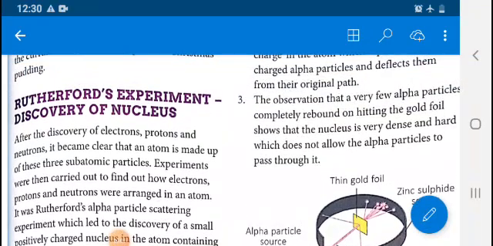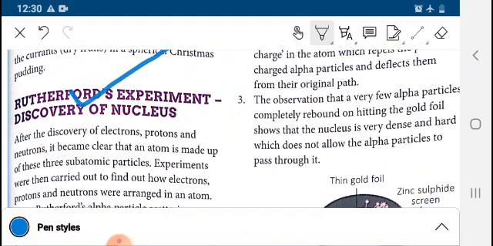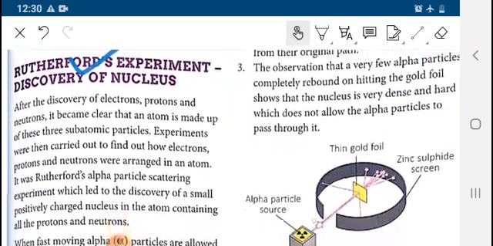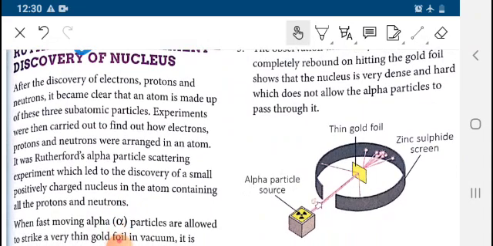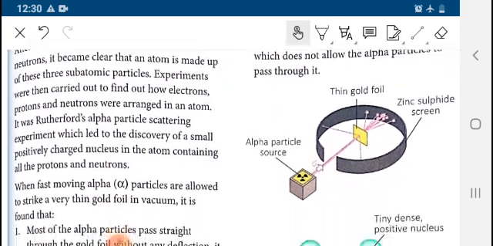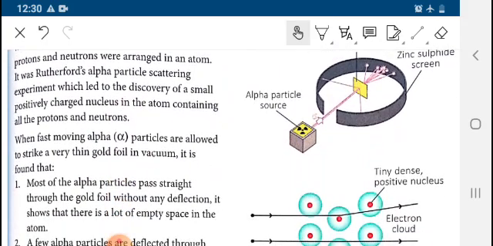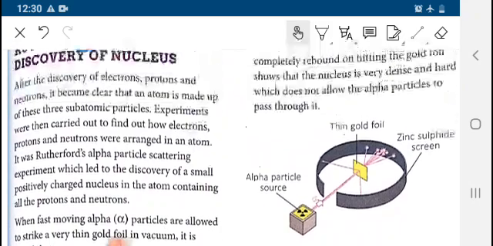So in this lecture we will be understanding about the Rutherford experiment, that is, the discovery of the nucleus, how the nucleus was discovered. After the discovery of electron, proton and neutron, the next question was how the atom is stable, and how the electrons, protons, and neutrons are arranged. For that, Rutherford performed an experiment known as the Rutherford alpha scattering experiment.